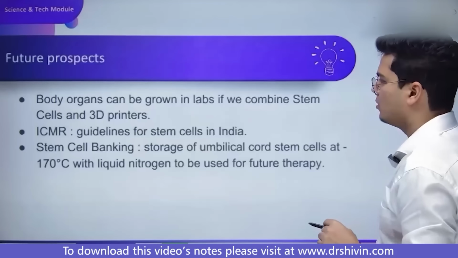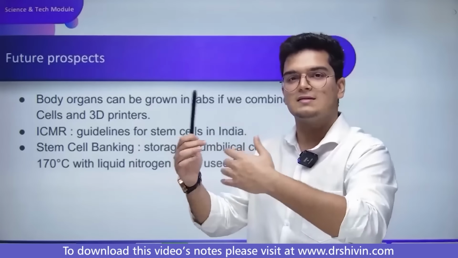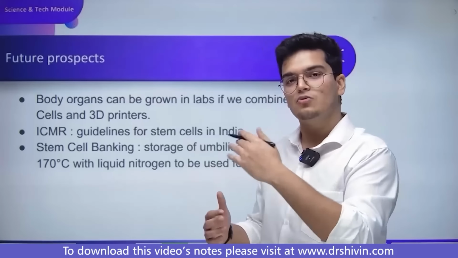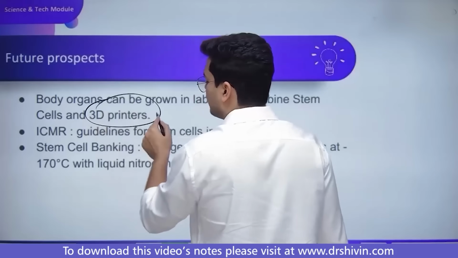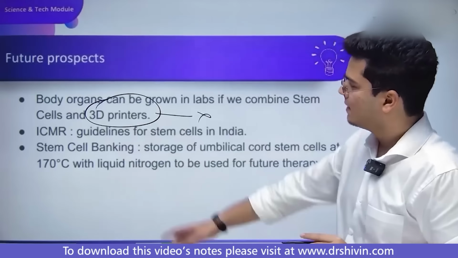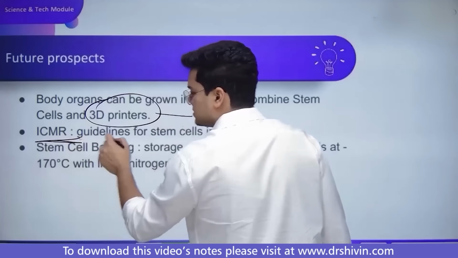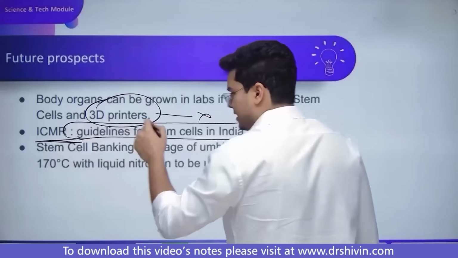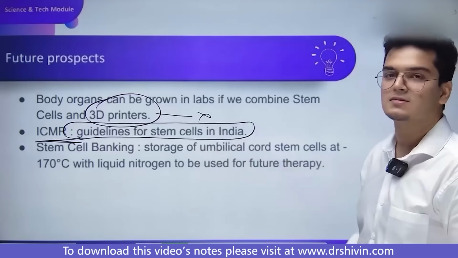ठीक है. ओके. अब फ्यूचर प्रोस्पेक्ट्स क्या है कि अगर हम 3D प्रिंटिंग के साथ स्टेम सेल्स यूज करें तो we can use stem cells to form organs. बट ये हम तब देखेंगे जब हम 3D प्रिंटिंग पढ़ लेंगे. ठीक है. Why were they in news? Because recently the Indian Council of Medical Research has released certain guidelines for stem cells. गाइडलाइन रिलीज हुई है स्टेम सेल्स के लिए.